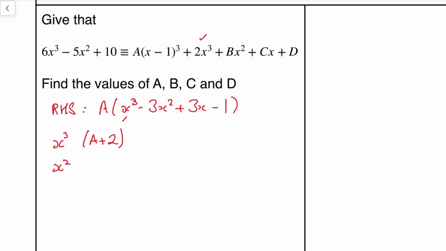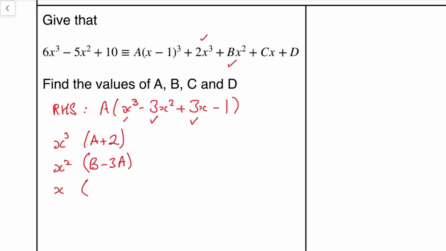The x squared is going to be minus 3a from here and b from here. In other words, b minus 3a. Actually, sorry, I just realised I missed the a. Let's go back and do this properly. So b minus 3a. So the x is going to be 3a from here plus the c from here, that should be. And the constant, so I'm going to put x to the 0, which just means constant, is going to be minus a plus d, which I'm going to write down as d minus a.